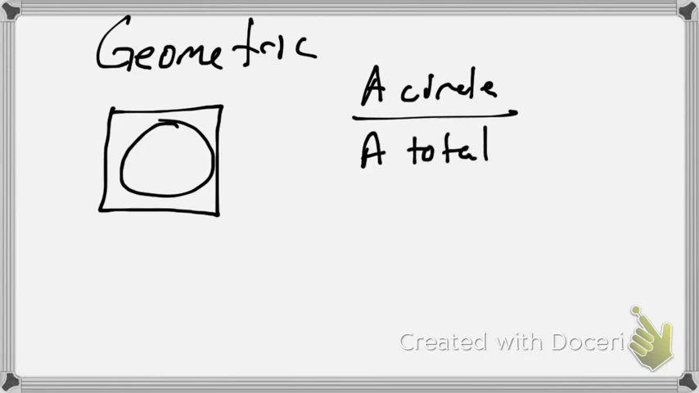So I'm just going to calculate the area of the circle, and then write down whatever that is here, and then I'm going to calculate the area of the entire square and put that there, and that's going to give me my geometric probability. So you're just finding the area of the circle over the area of the total, and then hitting the enter button on your calculator. It's just area calculations. If you need to find area stuff, Google how to find the area of a circle, and it'll show it to you.